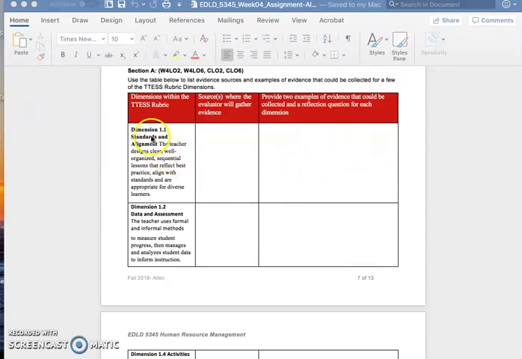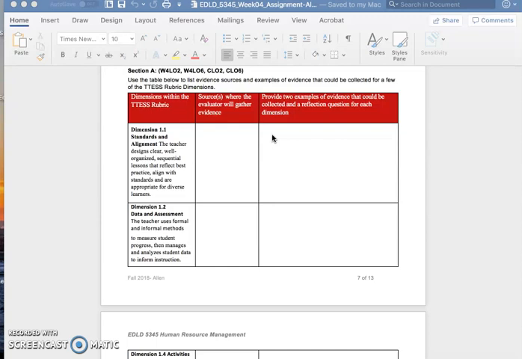So, for example, this is dimension 1.1. Where are you going to collect that evidence from? This is on standards and alignment. So where are you going to find information on their alignment to the curriculum? A good place would be lesson plans. So that would be a source. You type in lesson plans. So look at your T-test rubric. It'll give you some guidelines as to where you're going to collect some. You may also get it in a pre-conference, when you have that conference with the teacher and talk about what they're going to do. Provide examples.